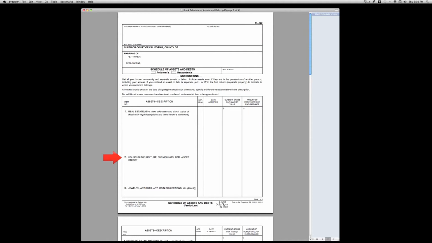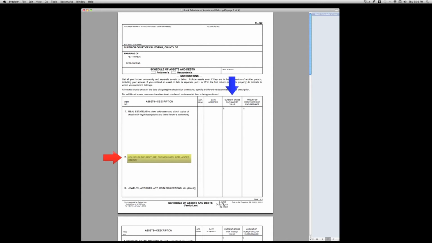Let's move on to number 2. Household furniture, furnishings, appliances. And the italicized text says identify. Usually these items don't have significant value. Here's why. The current gross fair market value, that is in the second column from the right, really the way you want to value this kind of property is what could you get for this on eBay or Craigslist?